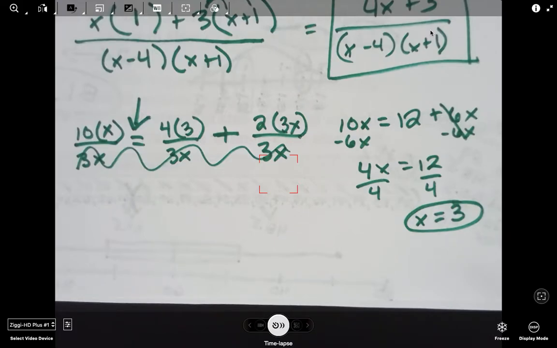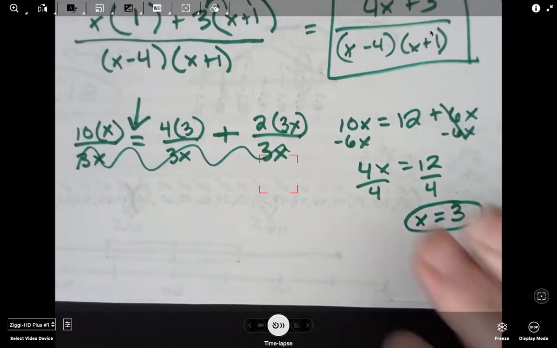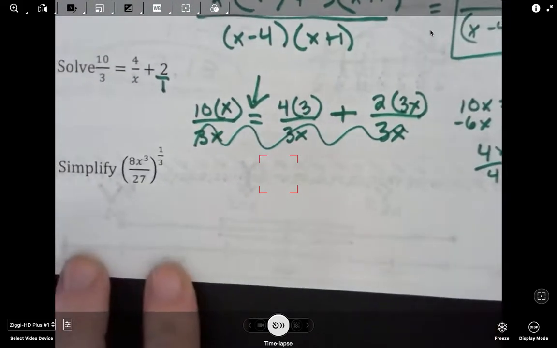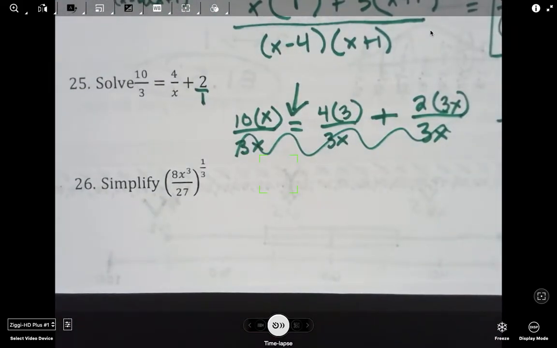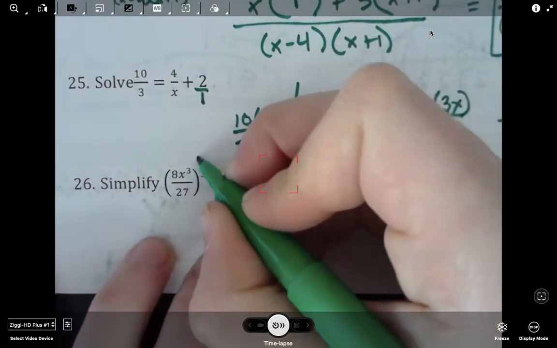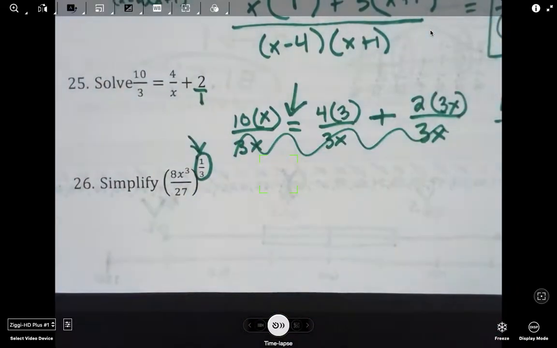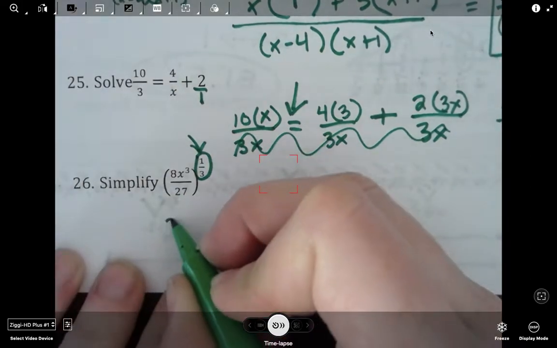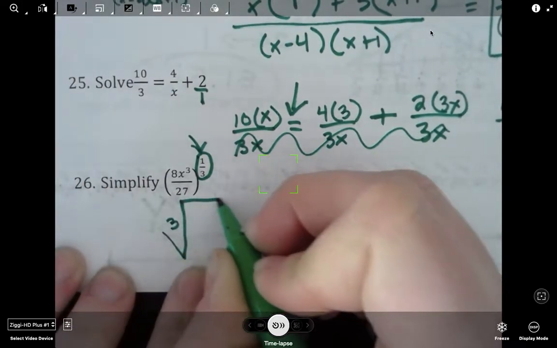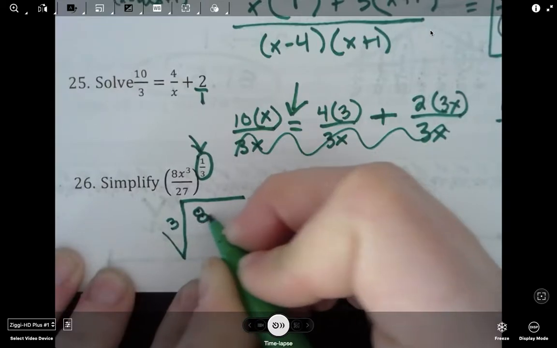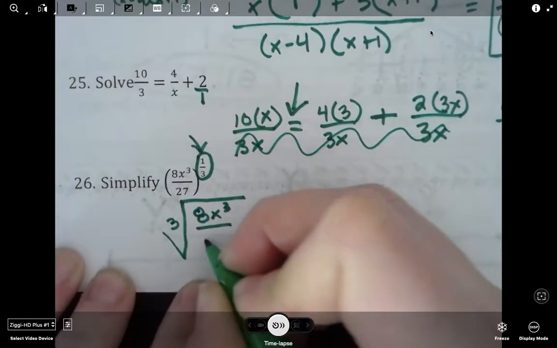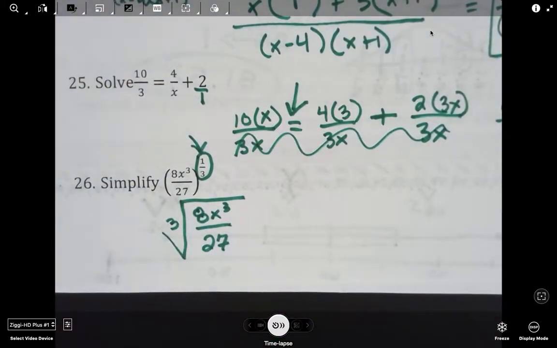All right, next problem. Let's roll. All right, 26. Simplify. What does this thing mean? Oh, I hate this. What does the 1/3 power mean? It means the cube root.